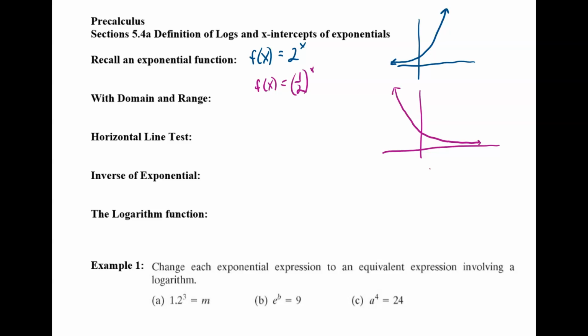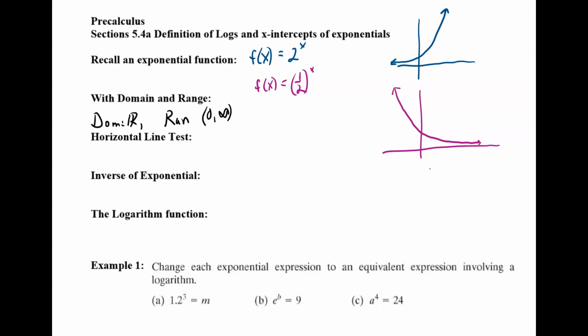Okay, now both of these functions have a lot in common. First of all, the domain and range are the same for both of these. The domain for these is all real numbers. And the range for both of these is everything greater than 0. And something else is really important about these two functions, and that is that either they're strictly increasing, like the growth function, or they're strictly decreasing.